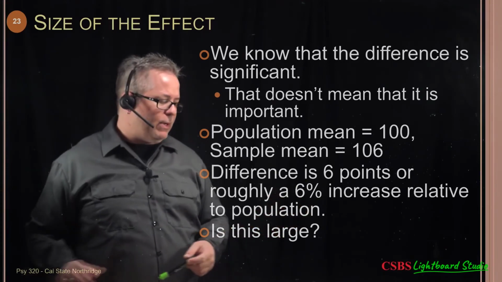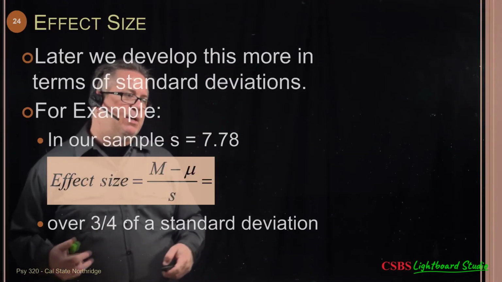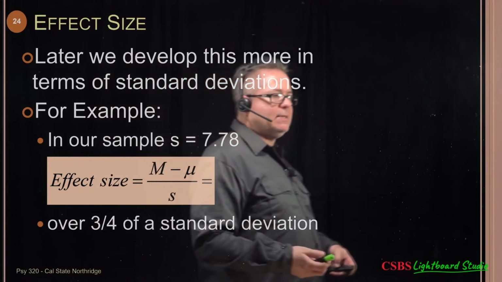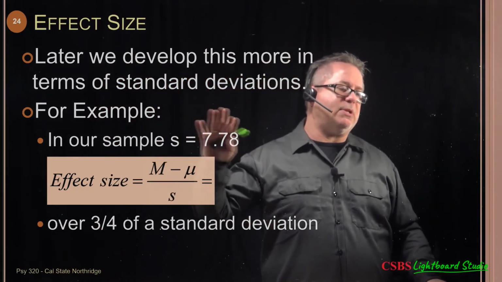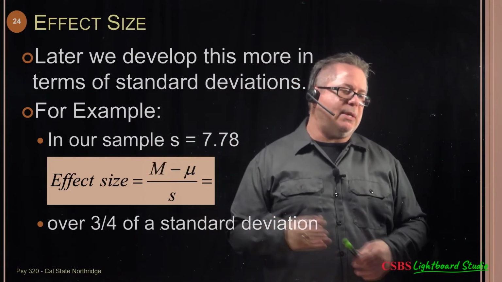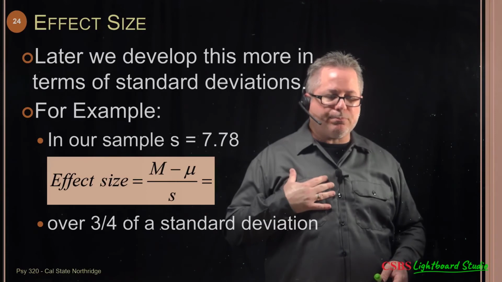But it's hard to know if that's big or small. So we tend to not look at the raw effect size, but we want to look at some kind of standard effect size. So later we will develop this in more standard deviations, and we'll do more with this. But let's just look at this simply. In our example, we have a standard deviation of 7.78 from our sample, right?